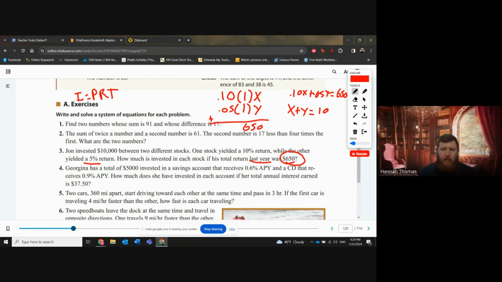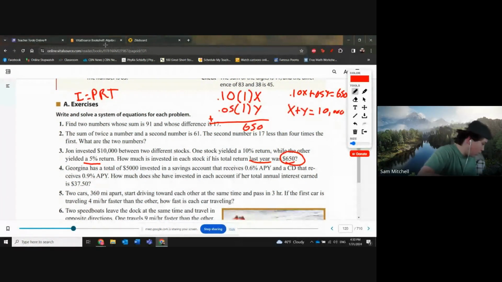10,000. Yep. At this point, you now have a system of equations. You've got x plus y equals 10,000 and 0.10x plus 0.05y equals 650. And now you can solve using whatever method of your choice. And what did you get for x? 3,000 at 10%.